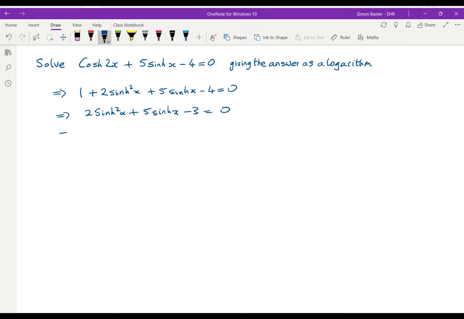Will that factorize? Well, if it will, it's got to be 2 sine x and sine x. I want 5, so I've got to have the 3 there. I want plus 5. So yes, that works. I get that sine x is equal to a half or minus 3. So remembering with sine x, if you think of the graph of sine x, the range is any real number. So this is going to give us two solutions.